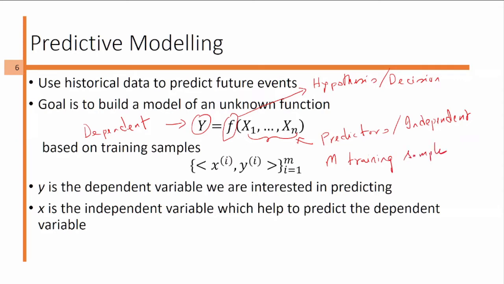And this index at the top means this is indexing the ith row. This indexing i means the ith row. So i equal to 1 means I'm looking at the first row. y i, I'm looking at the ith row. So y is the dependent variable that we are interested in predicting, and x is the independent variable which helps to predict the dependent.